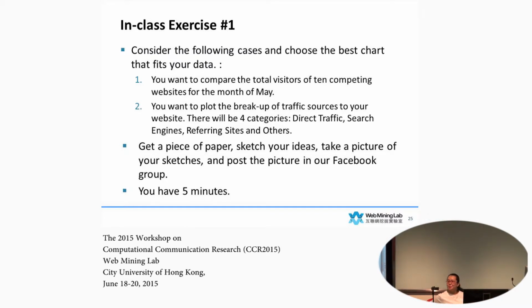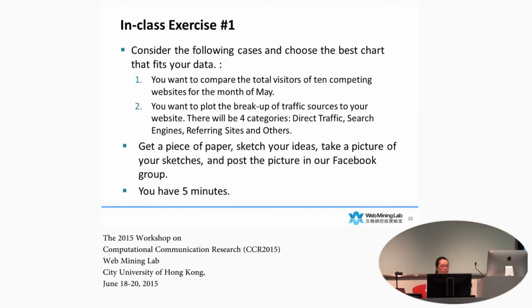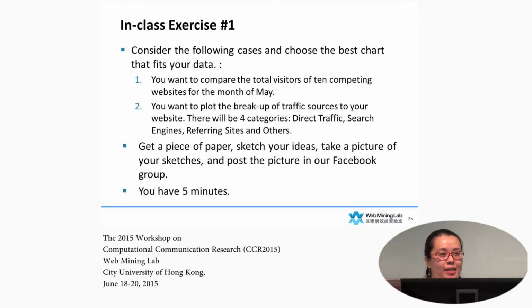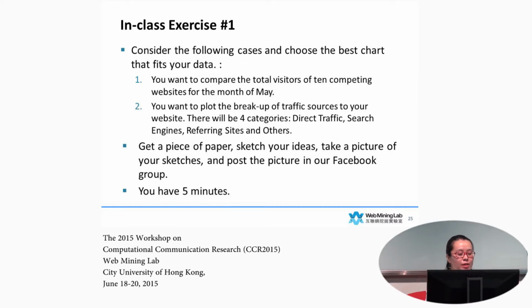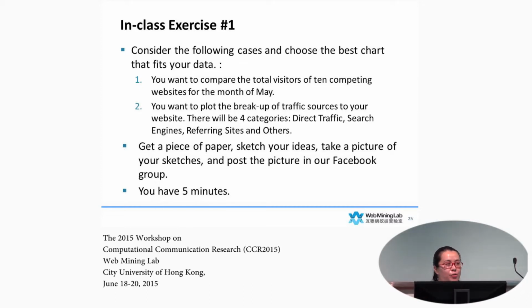Okay, thank you. I got 3 submissions already. So let's take a look at the submissions. First one, Jie Qin. Right, so you chose a column chart and a pie chart. For example, regarding the first case, comparing the visitors of 10 competing websites, why do you think a column chart is better than a bar chart?